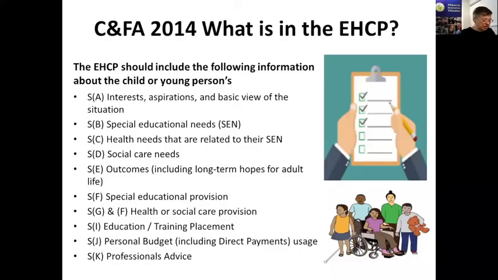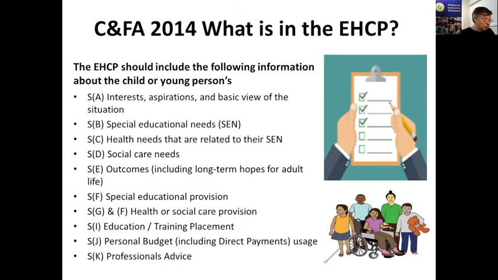Children and Families Act 2014: what is in the Education Healthcare Plan? The Education Healthcare Plan should include the following information about the child or young person. Section A, interests, aspirations, and basic view of the situation. Section B, special educational needs. Section C, health needs that are related to their SEN. Section D, social care needs. Section E, outcomes, including long-term hopes for adult life.